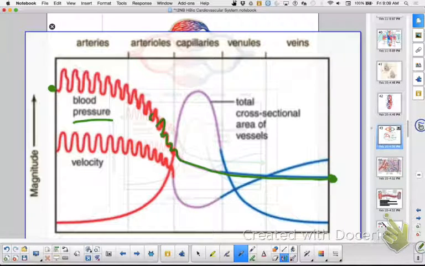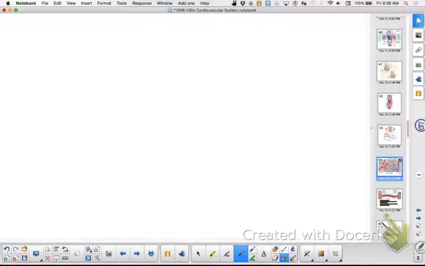Okay, so on your notes, go to where it says blood flow. Arteries. In arteries, the blood flow is due to the force on blood by the what? Heart. Okay? The blood pressure falls the farther the distance from the heart.